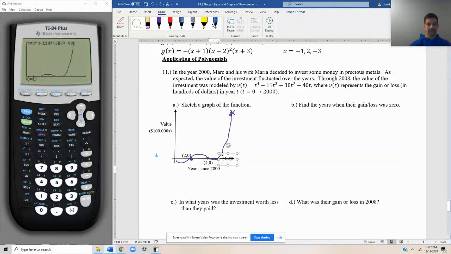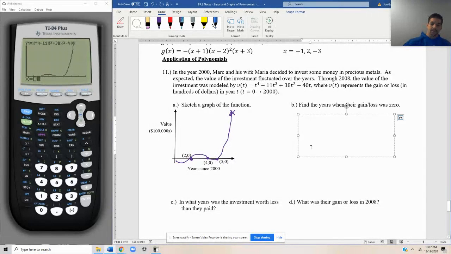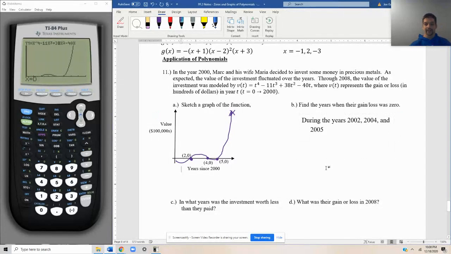So I need to take these points and then interpret them. Remember, we're looking for the year when the gain or loss was 0. This is years since 2000, so 2 would be 2 years since 2000, 2002. 4 would be 4 years since 2000, 2004. And 5 would be 5 years since 2000, so 2005. So I can go ahead and answer that question based on the labels on my graph.